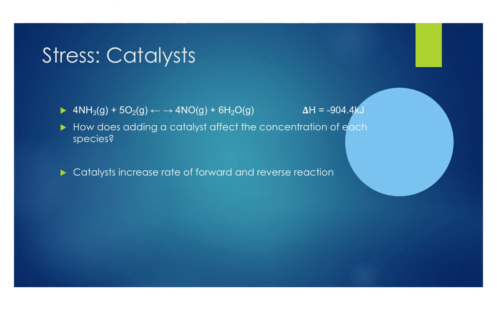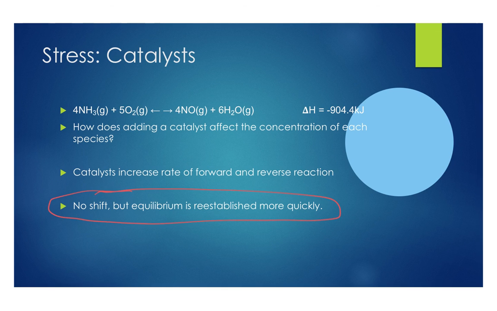The last stress that we have is adding catalysts. If we think about how a catalyst affects the concentration of each species, it doesn't in the process. But what it does is it increases the forward reaction rate and the reverse reaction rate. It does both. As a result, you don't actually get a shift left or right, but equilibrium is reestablished more quickly. So again, catalysts do not affect the equilibrium position. They just reestablish the equilibrium much more quickly.